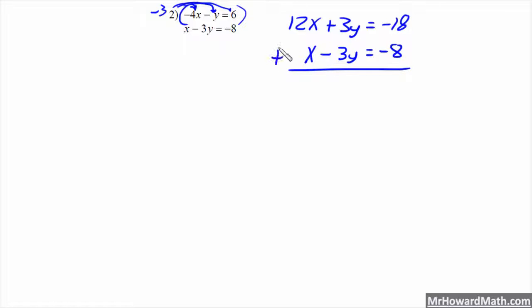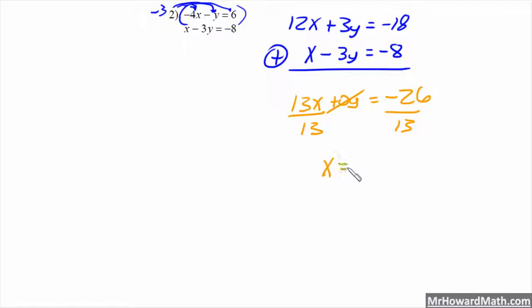Now I simply combine the equations through addition. So 12x plus x is 13x. 3y minus 3y is 0y, so it cancels. Negative 18 plus a negative 8 would be negative 26. Now I have a simple equation. 13x equals negative 26, so solve for x. Divide by 13, divide by 13, and I get x equals negative 2. So I know the solution to my system has an ordered pair with an x value of negative 2.